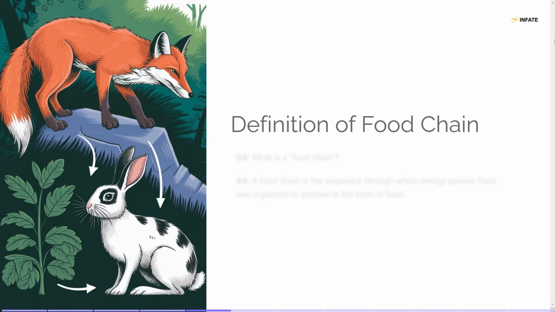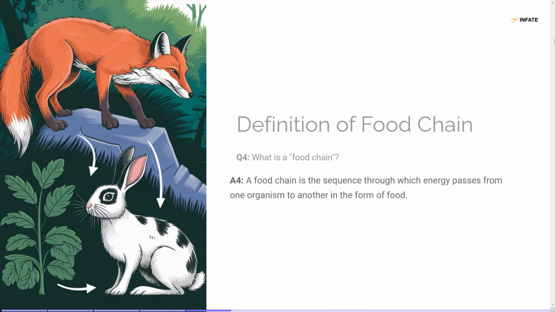Slide 5, Definition of food chain. This slide answers the question, Q4, what is a food chain? A food chain is the sequence through which energy is transferred from one organism to another in the form of food. It highlights the linear flow of energy within an ecosystem, showcasing how organisms are interconnected as consumers and producers.